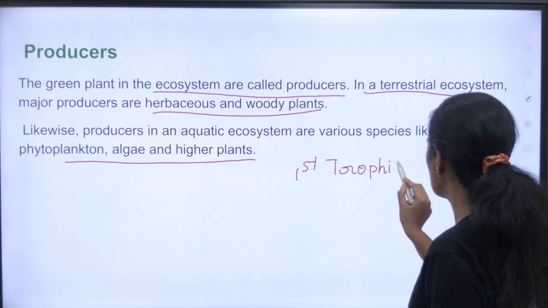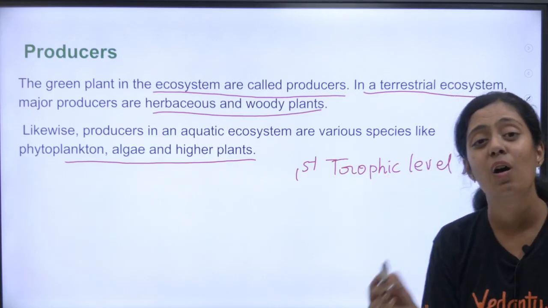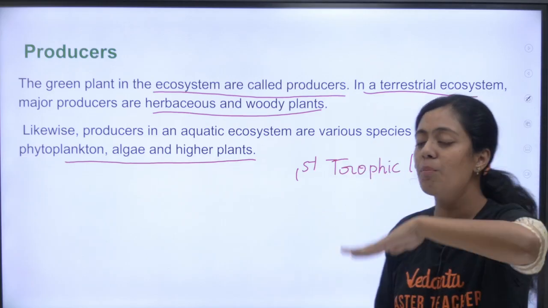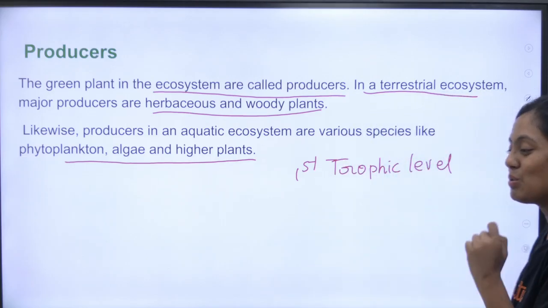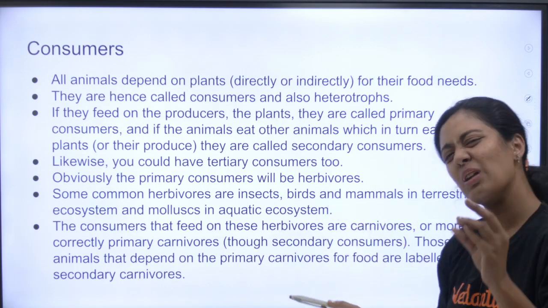Okay, what is trophic level, pasangala? The trophic level is the position of an organism in a food chain, right? So they are the producers. You know, the bottom of any kind of food chain. So that is why we call them the first trophic level. Okay, now let's move on to consumers. Nariya points irukku, romba easy ana point.